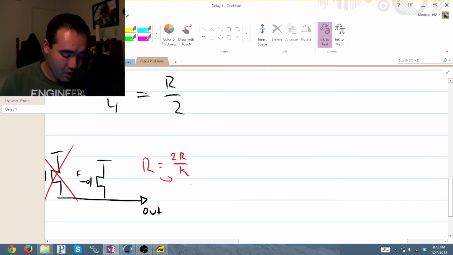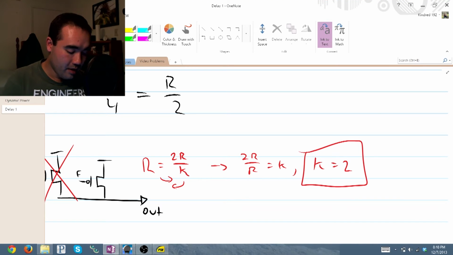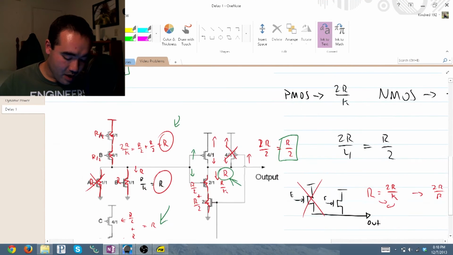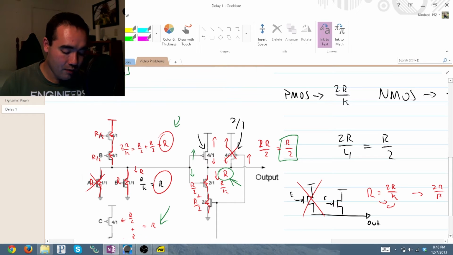So we can go ahead and bring our R down here, K to the other side. We end up with 2R over R equals K. Therefore, K equals 2. What that means is that you resize these PMOS transistors, both of them, because you want both worst case scenarios to be the same, to be 2 over 1 width to length instead of 4 over 1. That's your answer to B.